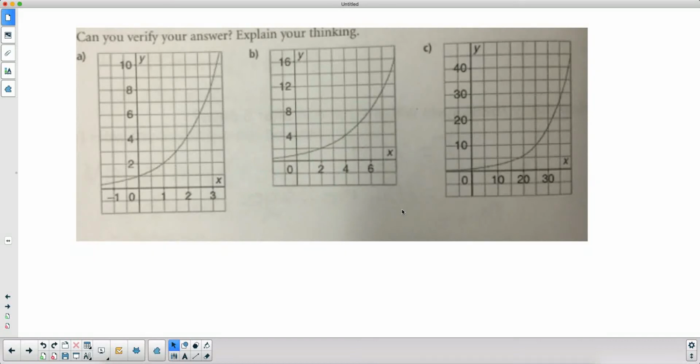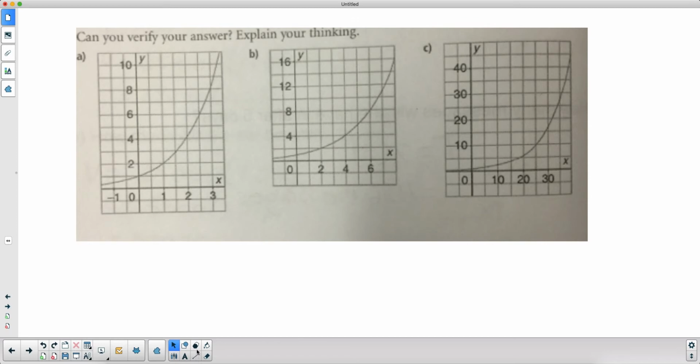Okay, this question, I actually kind of cut off the question, but it says, what is the doubling time? If you can look at the graph and find the doubling time. And it doesn't really tell you what doubling time is. So let's go over what it means by doubling time.